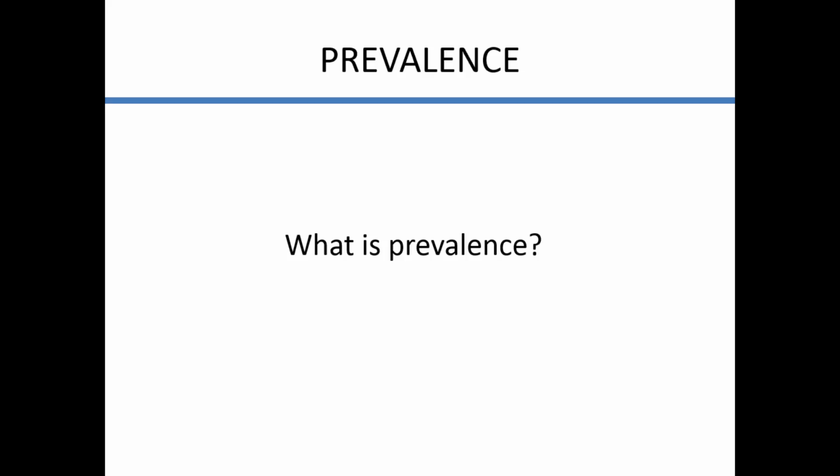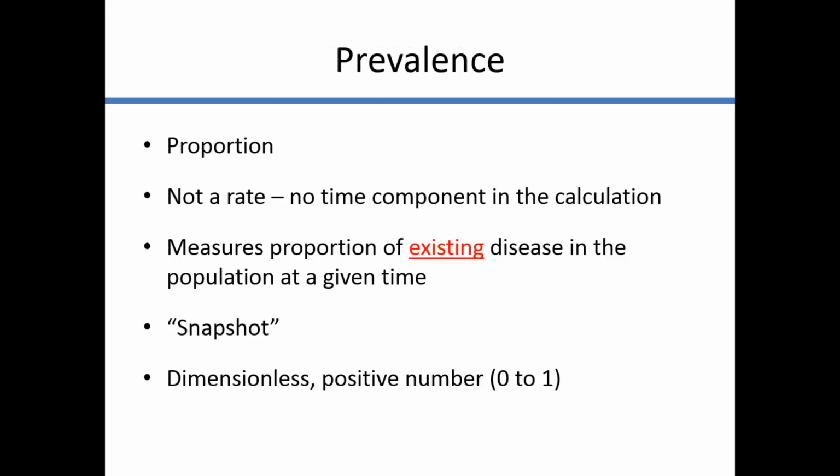But now we're going into another measure, prevalence. This is the last one. We went through count, rate, and risk, and now we're going to prevalence. What is a prevalence? It's a proportion, like a risk. It's not a rate. There's no time component. It measures the proportion of existing disease in the population at a given time.